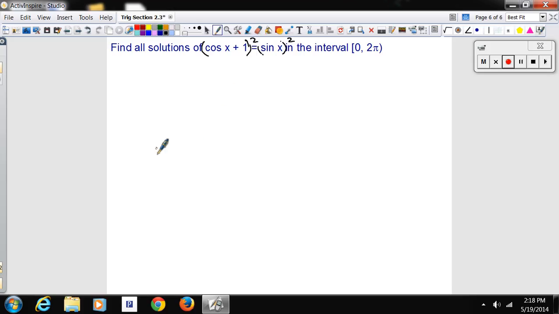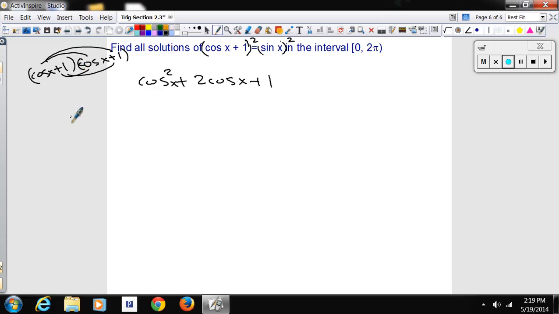Okay, so now here's where it got trouble last period, is that they thought when they squared this, it was just cosine squared plus 1. Now, when you square this, you actually get cosine squared plus 2 cosines plus 1. Because you're actually doing FOIL. You've got cosine x plus 1 and another cosine x plus 1. So you're going to do your first, outside, inside, last. You're going to end up with 2 cosines in the middle.